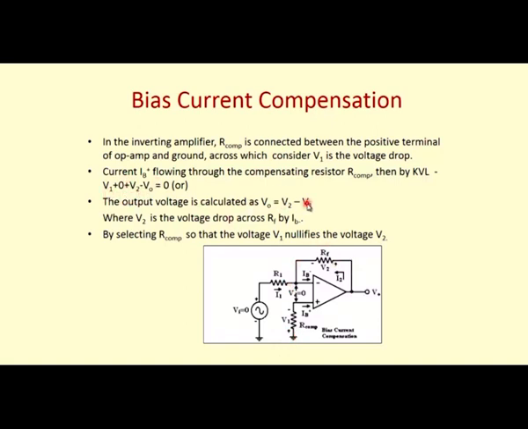From this equation we can see that the output voltage is the difference between the voltages, that is V2 minus V1. V2 is the voltage drop across RF by IB minus, and R compensation is going to produce this V1. So, using this V1 we can nullify this V2. By selecting a proper value of R compensation, we can nullify V2, so that the output voltage will be equal to 0 for 0 input voltage.